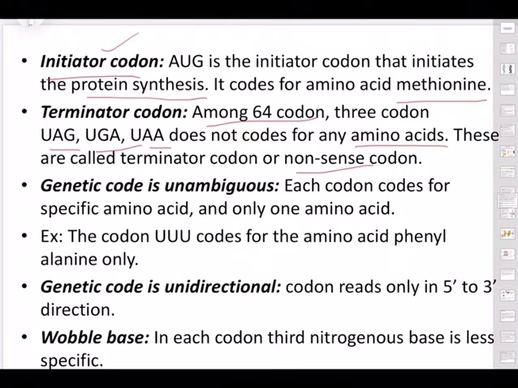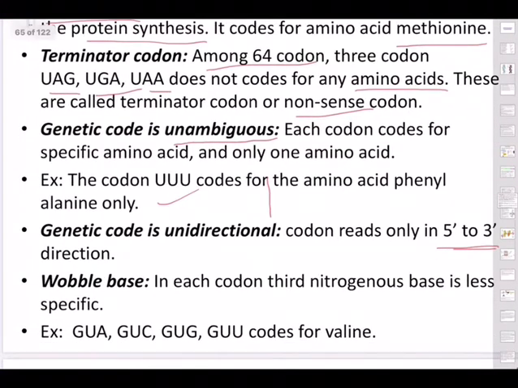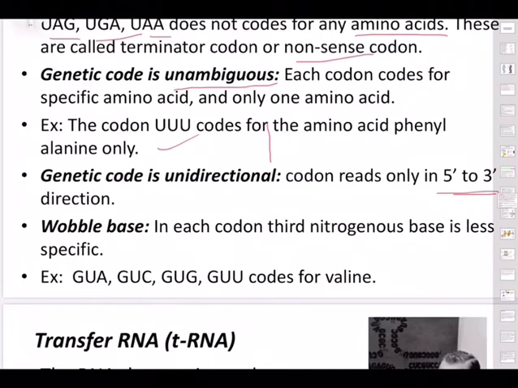There is no sense. And genetic code is unambiguous. Each codon codes for specific amino acid. There is no confusion. And only one amino acid. The codon UUU codes for amino acid phenylalanine only. And genetic code is unidirectional. Codon reads, I said 5' to 3', remember? And then wobble base. In each codon, third nitrogen base is less specific as you have seen. So these are the general properties, characteristics of genetic code.